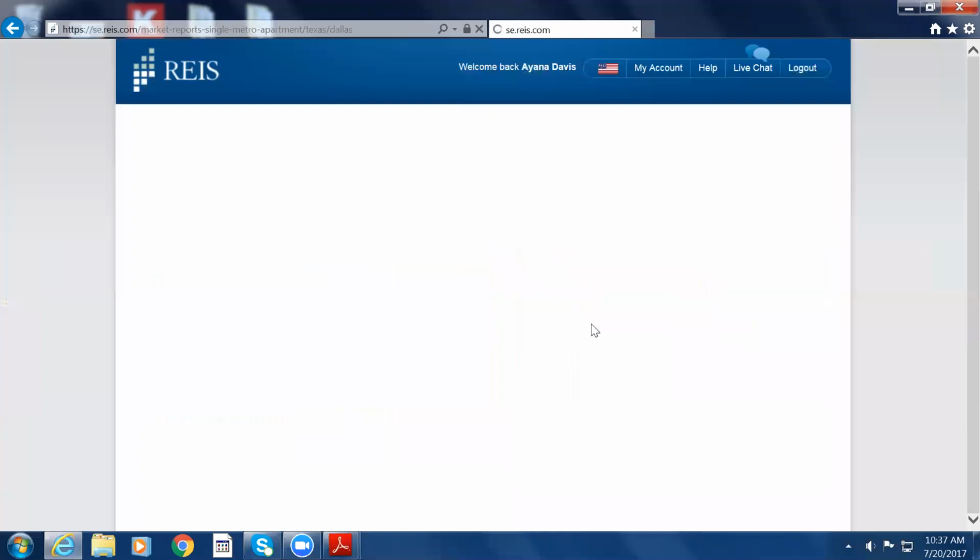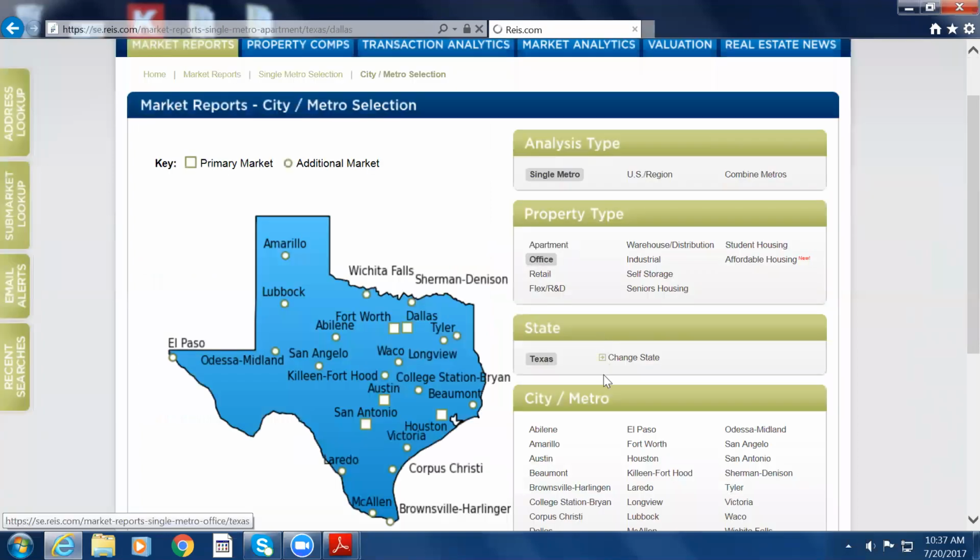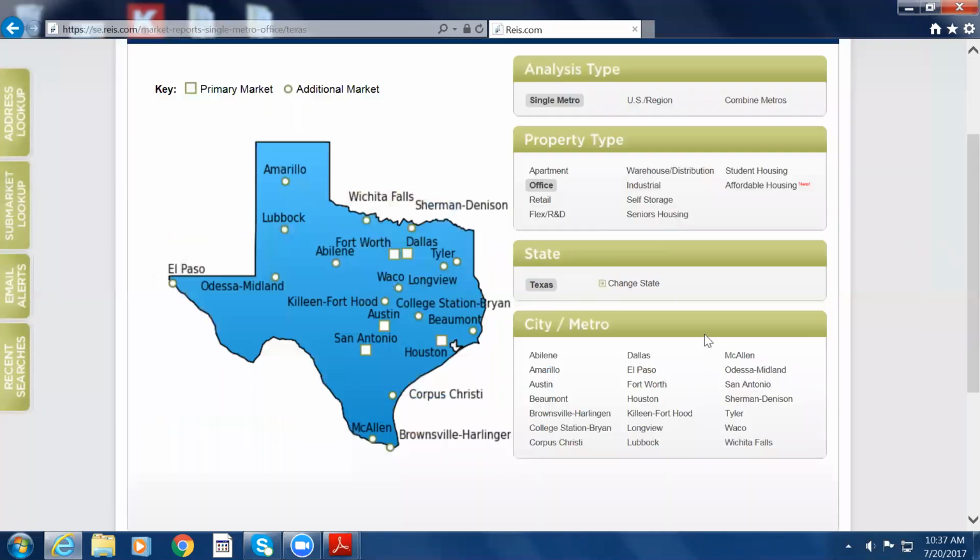Moving to office, if somebody wanted to look at that as well. Full coverage. Looking at retail. And then you do have access to both warehouse and flex.